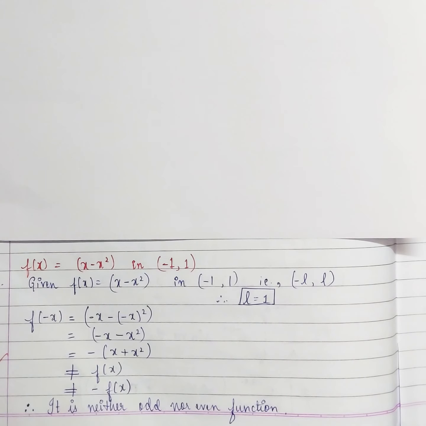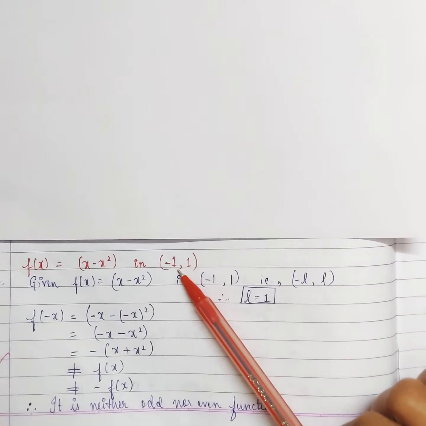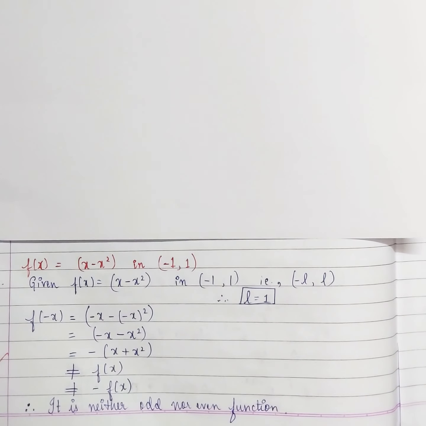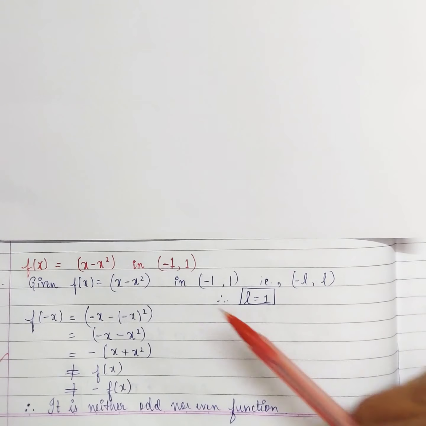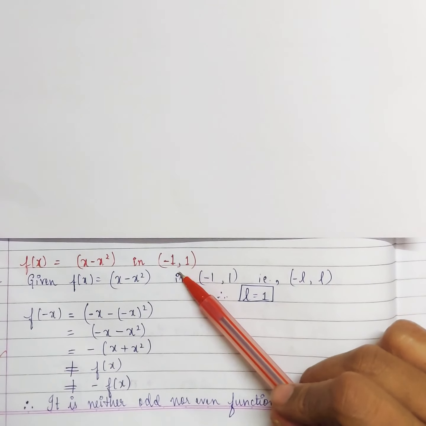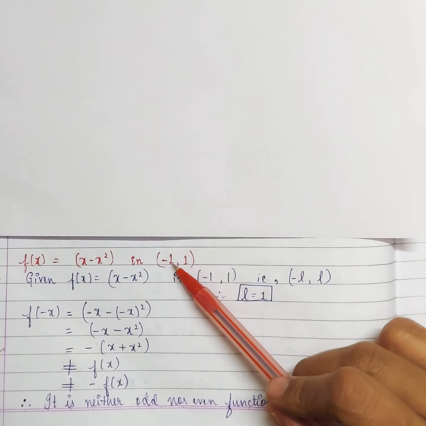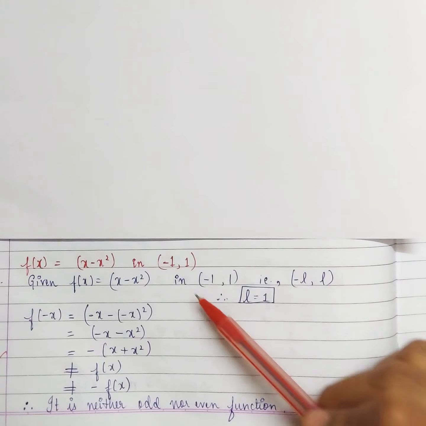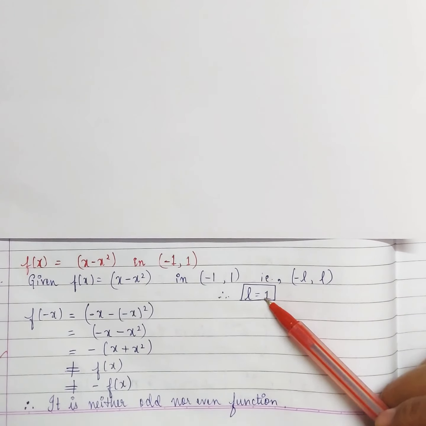So consider this problem: f of x is equal to x minus x square in the interval minus 1 comma 1. As I told you, when we compare this interval with either minus l comma l or 0 to 2l, it doesn't start with 0, so it is similar to minus l comma l. In the place of L, it's very obvious, it's 1. So L is equal to 1 in this problem.